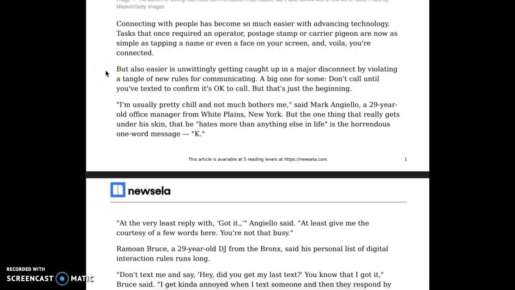Continuing with paragraph 2. But also easier is unwittingly getting caught up in a major disconnect by violating a tangle of new rules for communicating. Big one for some, don't call until you've texted to confirm it's okay to call. But that's just the beginning.